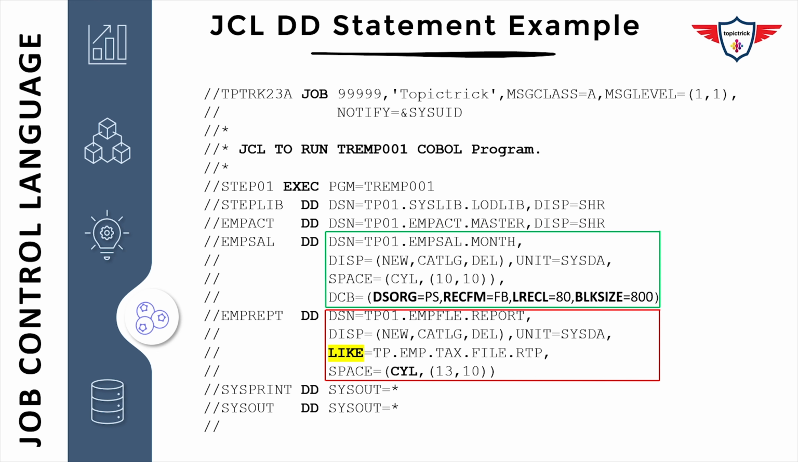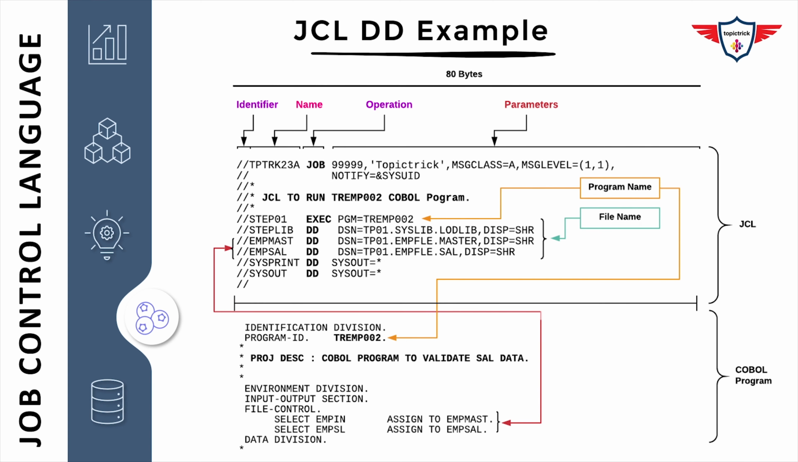And if you look at the fourth DD, that is EMP-REPT, this is actually a new report which would be generated by this particular program. And again, I've used disposition as new, catalog and delete. Unit is equal to sysda, and to copy the attributes of a file, I've used the LIKE subparameter instead of the DCB parameter. The only thing you need to remember is that you need to specify a file which is already present in the system. And at last, I've just specified the space, that is cylinder 13,10.